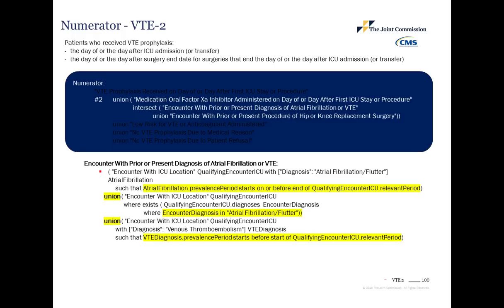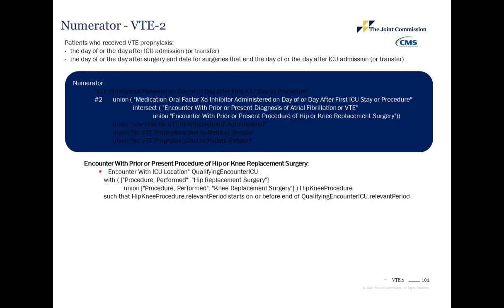The second definition is encounter with prior or present diagnosis of atrial fib or VTE. This is the exact same logic as VTE-1, which is looking for history or concurrent AFib, encounter diagnosis of AFib, or history of VTE diagnosis. And the third definition is the encounter with prior or present procedure of hip or knee replacement surgery. This is, again, the same exact logic as VTE-1, which is looking for a hip replacement surgery or knee replacement surgery performed on or before the end of the encounter.